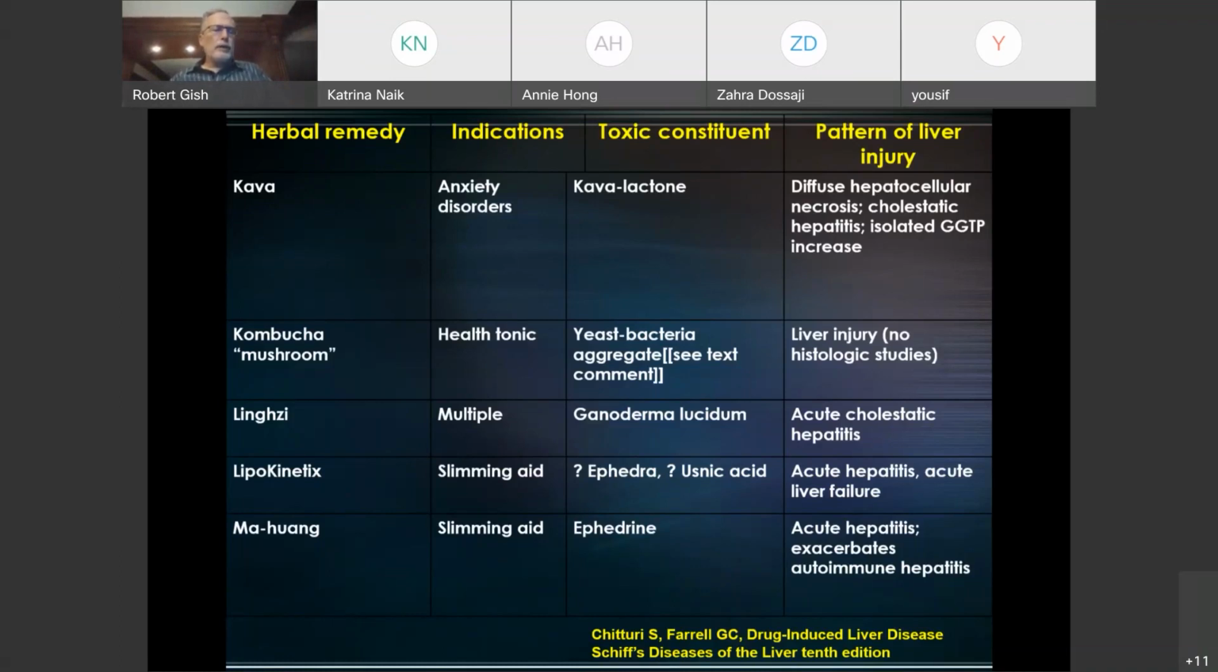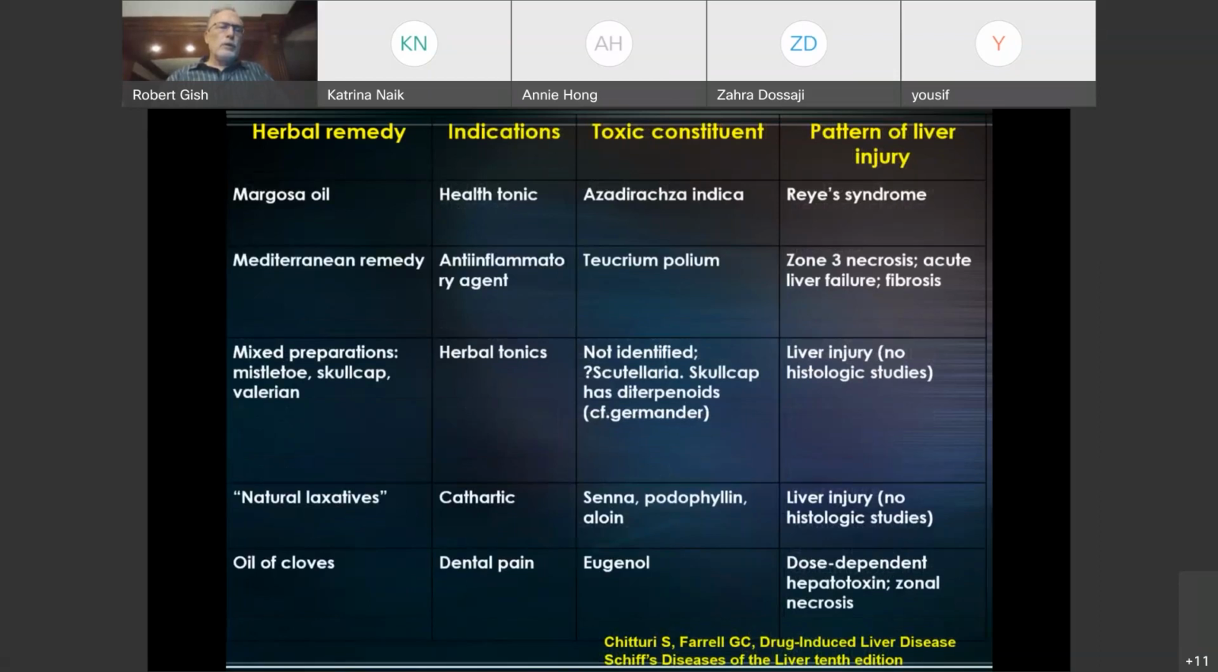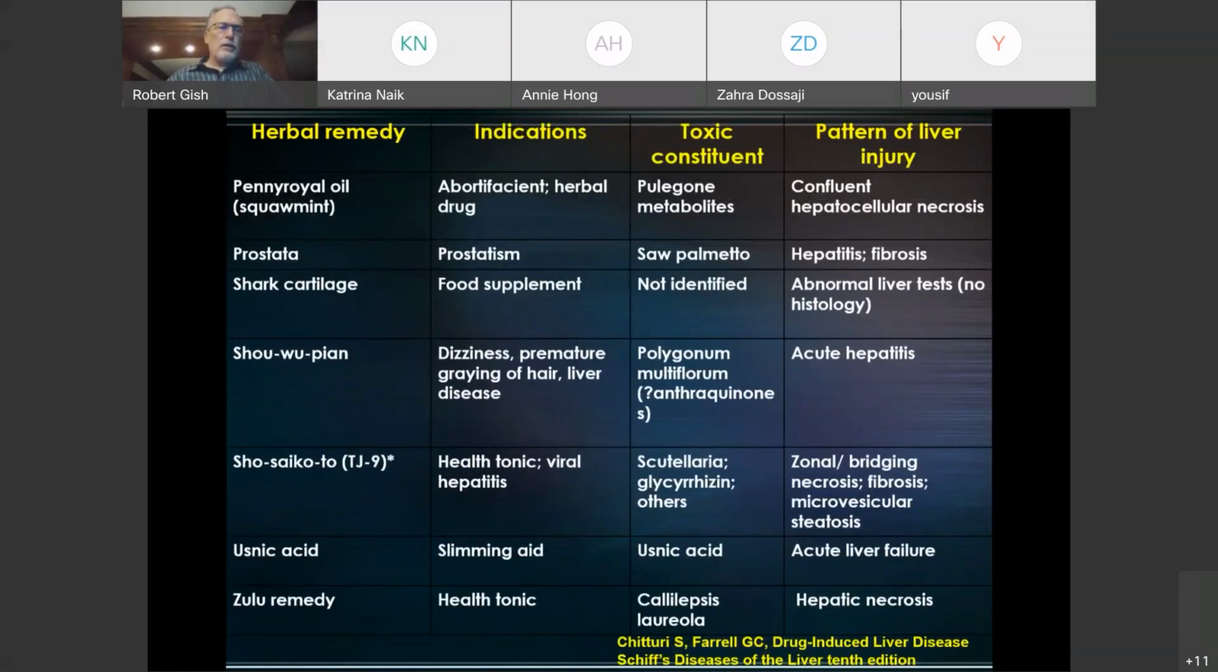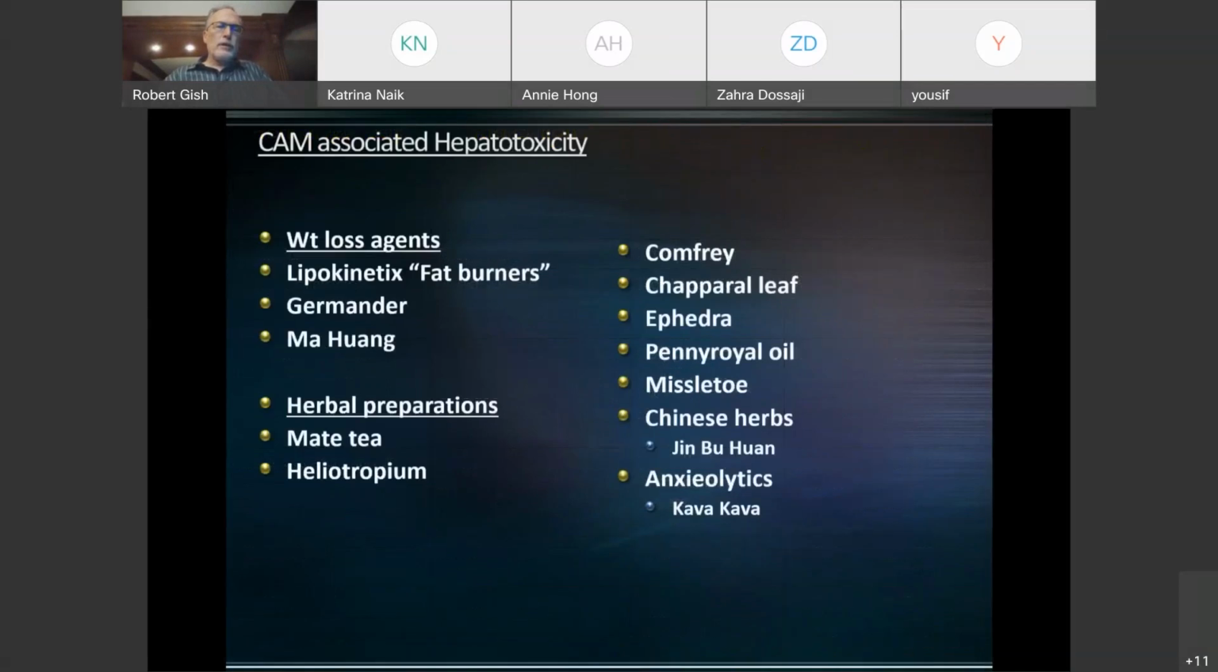Second from the bottom, these weight loss, fat burning programs had ephedra. There were some other contaminants that were part of that as well. Nothing there that really stands out. So weight loss agents are a classic group. Mate tea, we talked about, Comfrey. These are usually, in my opinion, high concentrations or herbal extracts. There are some garlic extracts also that led to major liver toxicity.